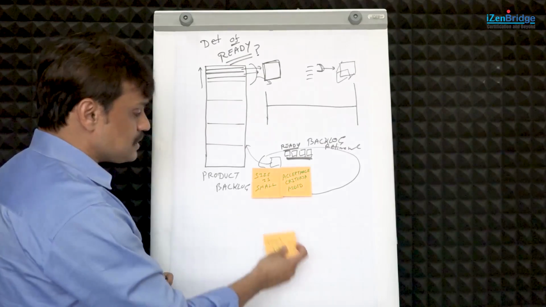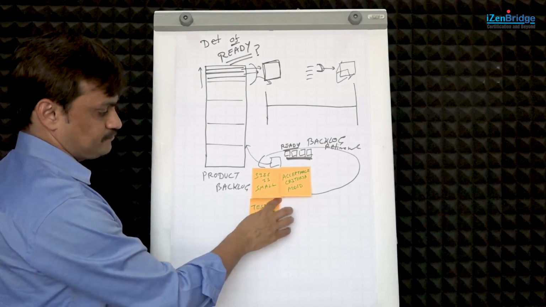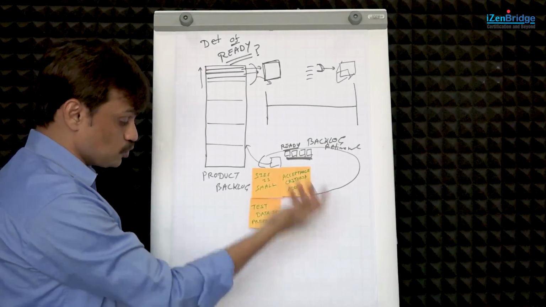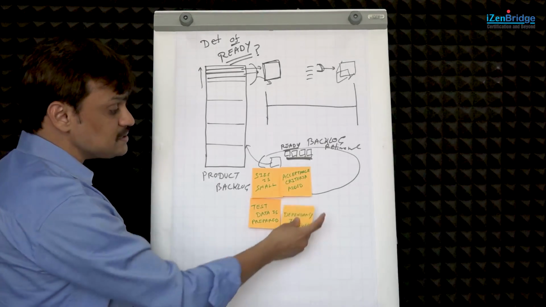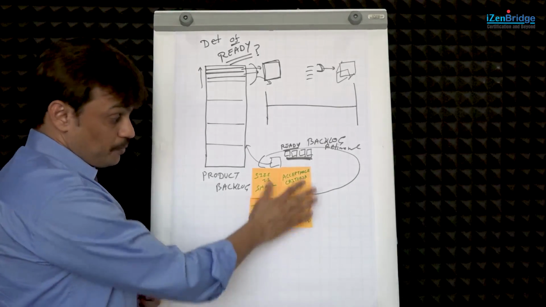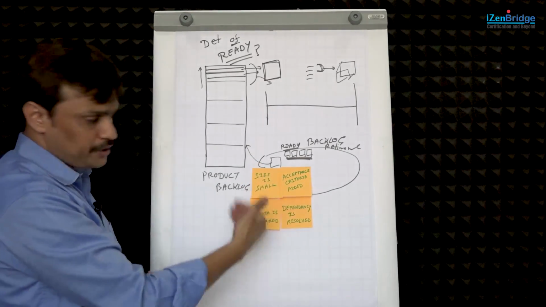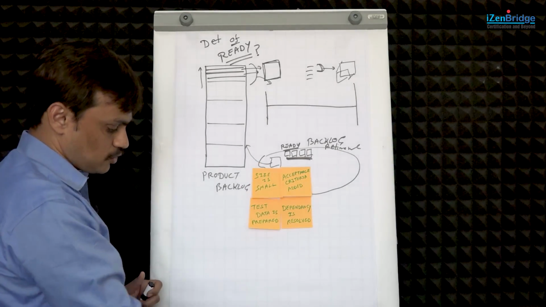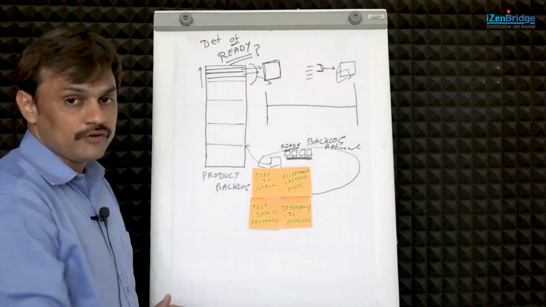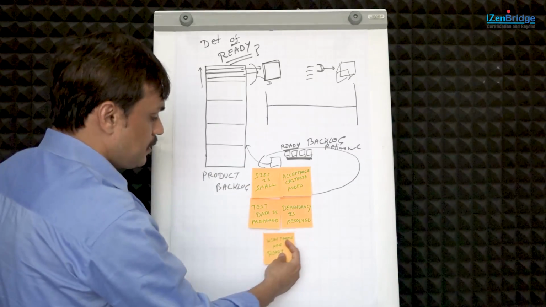There could be other things, like test data should be prepared. Do we have test data attached to those user stories? You may have dependencies resolved. So, you may want a situation where you only work on those items where dependencies are resolved, in order to ensure predictability. You may also have things like UI wireframes expected to be ready.